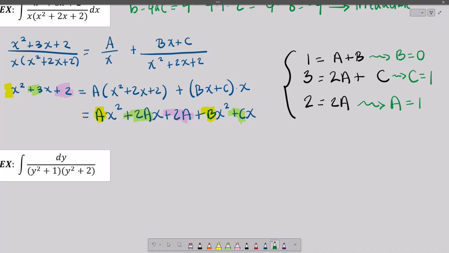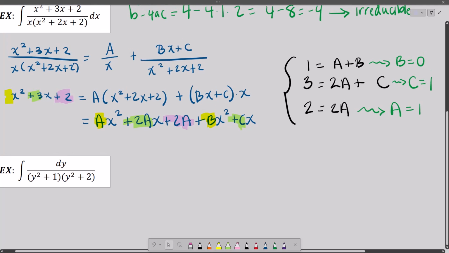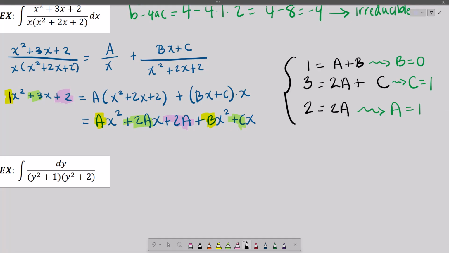Where did we get the 1 in a plus b? Where did that 1 come from? That is the coefficient of x squared. Okay, right. So this coefficient is 1, right there. So that matches the a plus b. Everyone seen how we got all those equations?